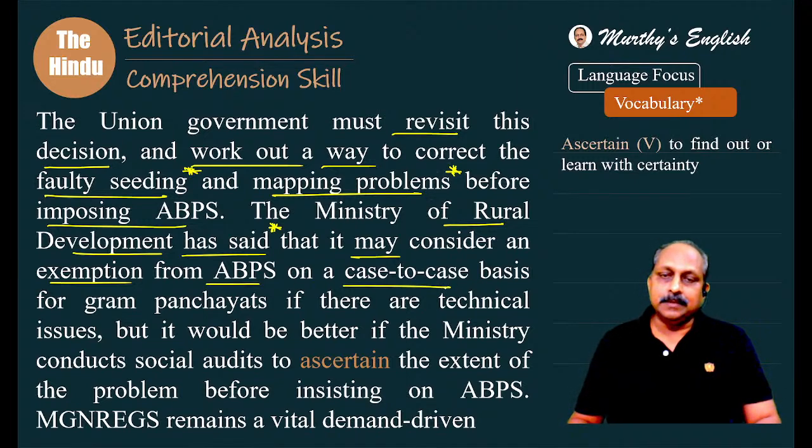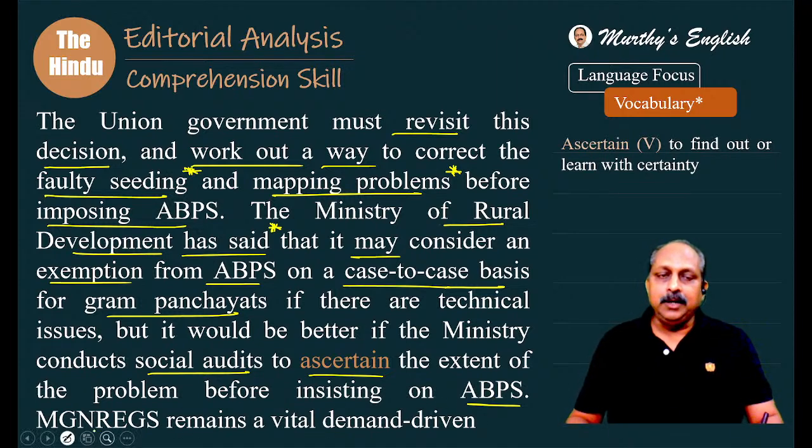has said that it may consider an exemption from ABPS on a case to case basis for gram panchayats if there are technical issues, but it would be better if the ministry conducts social audits to ascertain the extent of the problem before insisting on ABPS. What is the stand taken by the Ministry of Rural Development? Consider an exemption from ABPS on a case to case basis for gram panchayats if there are technical issues. Other issues they don't consider, but it would be better, opinion of the writer, it would be better if the ministry conducts social audits to ascertain means what? To find out or learn with certainty, confirm something, the extent of the problem before insisting on ABPS.